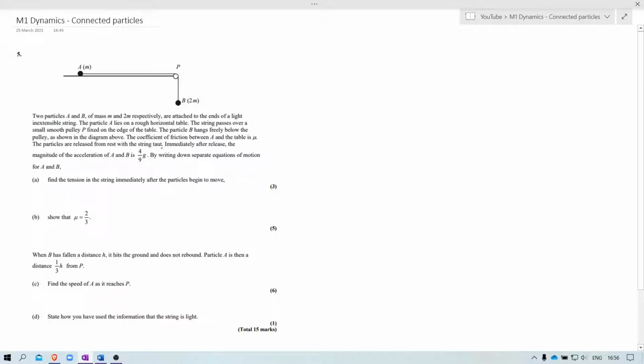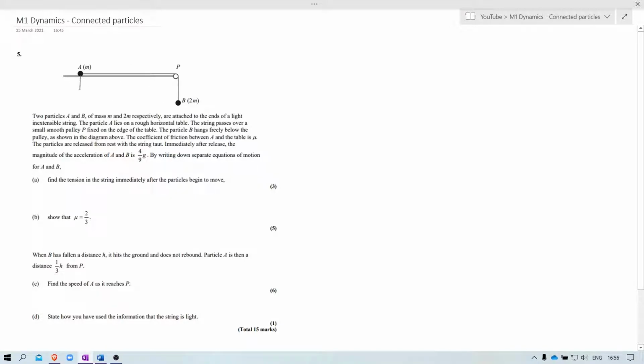So one thing that I always tell all my students when doing connected particles questions is you must treat the whole thing as one system. But by doing so, you can think of it as having a magnifying glass and being able to zoom into each particle individually. So what does that mean? Well, imagine you have a magnifying glass and you hover it over particle A.